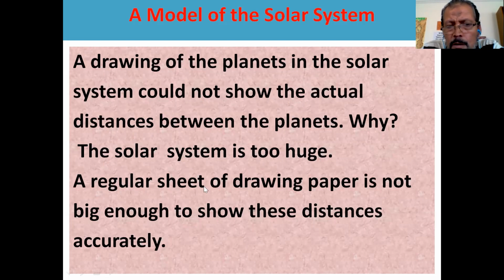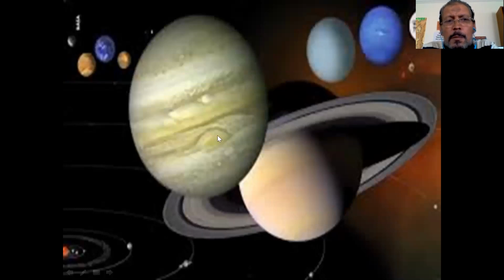A regular sheet of drawing paper is not big enough to show this distance accurately. These are the planets in the solar system, and the distance is not true. This is imagination only of the position of a planet in the solar system. Now we can listen to this video to show what we explained.